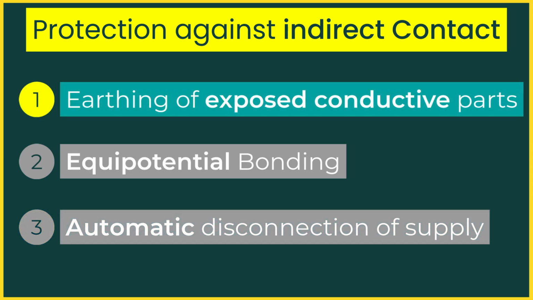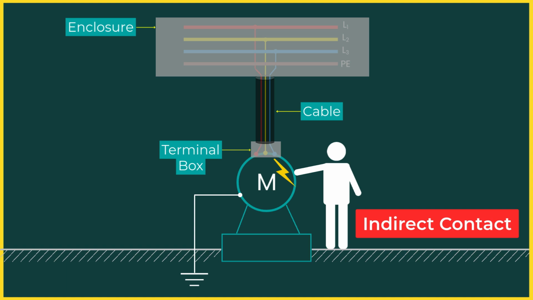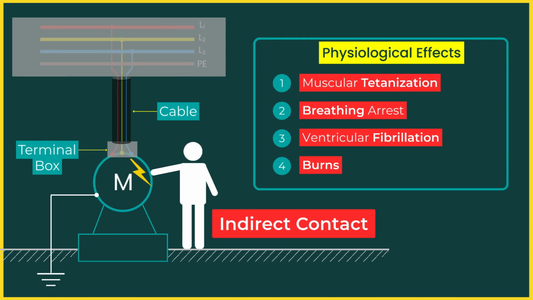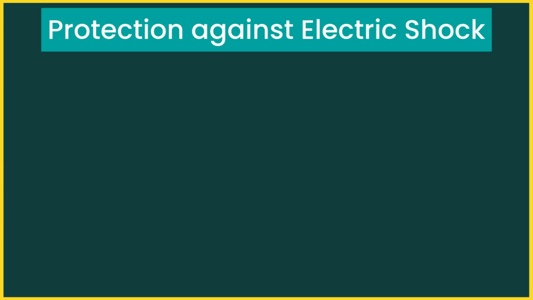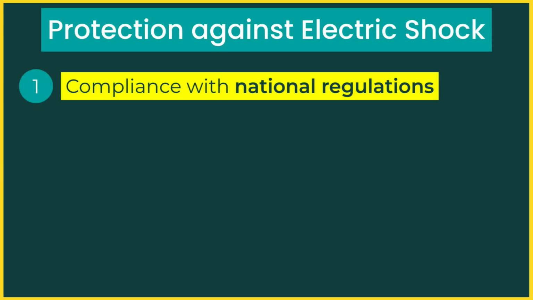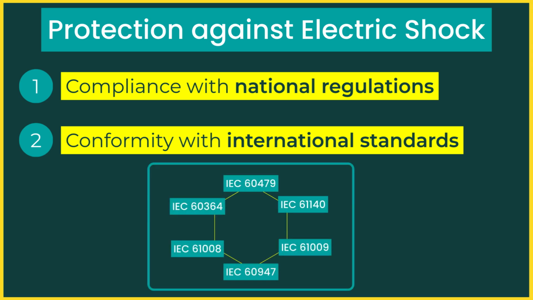Earthing provides a low-impedance path for fault current. Bonding ensures that simultaneously accessible metal parts remain at the same potential. And automatic disconnection of supply, within a specified time, ensures that dangerous touch voltage does not persist long enough to cause harmful physiological effects. In low-voltage installations, protection against electric shock must follow national regulations and relevant international standards.